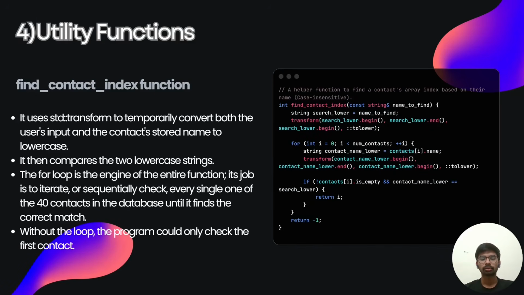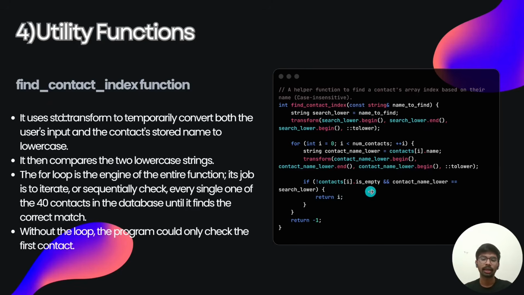It uses std transform to temporarily convert both the user's input and the contact's stored name to lowercase. It then compares the lowercase strings, and you can also see a for loop starting from the 0th index till the last index. What it does is iterate and sequentially check every single one of the 40 contacts in the database until it finds the correct one. Without the loop, it would not be possible.